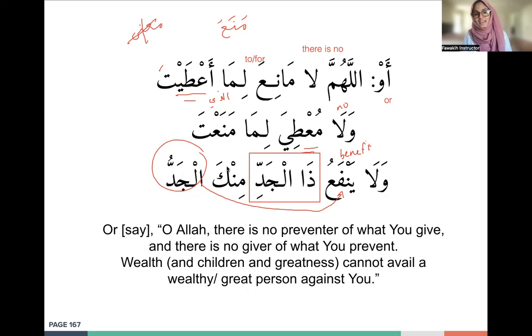And then this minka. This is where it becomes hard, because we have translated minka previously to mean from you. Remember that? However, in this context, it means against you. That's why this one is a bit tricky in English. So essentially, wealth will not avail a wealthy person against you. That's what's going on there. But that is tricky, so khalas, don't worry about it. Any questions about this? No?